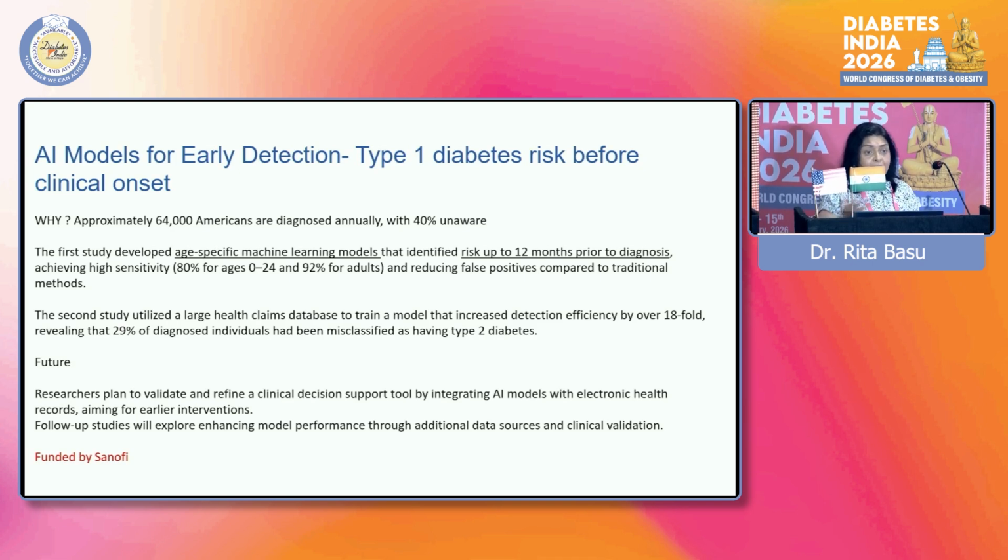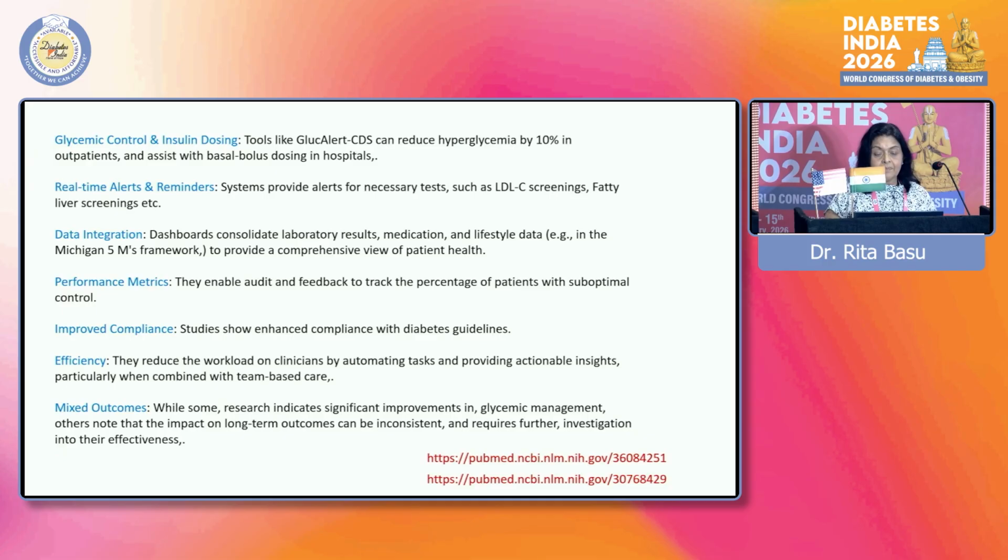It's a perfect place to start putting together the large databases that I'm talking about. So now what are the other tools that are already there? There are tools in America, and I'm sure you use certain tools too, for glycemic control and insulin dosing. These tools are like Gluc Alert CDS. They can reduce hyperglycemia by 10% in outpatients and assist with basal bolus dosing in hospitals.